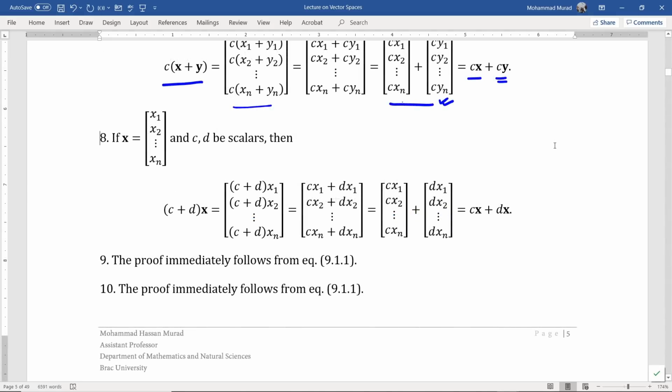In a similar fashion, one can prove property 8. Namely, if we have two scalars c and d, then we can show that c plus d times x is equal to cx plus dx. And the proofs of properties 9 and 10 follow immediately from equation 9.1.1.